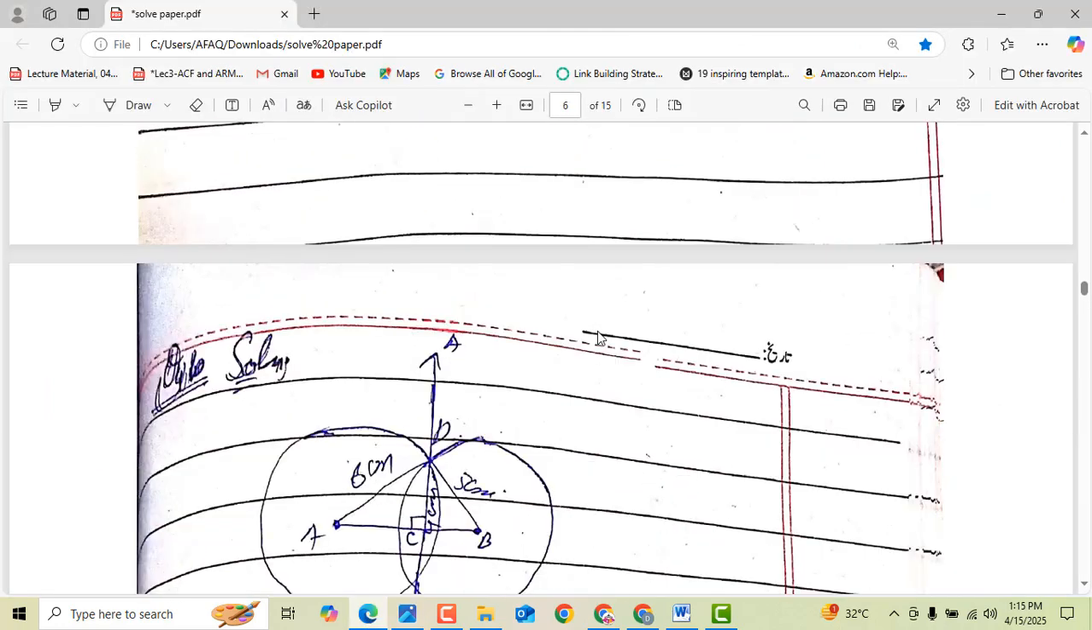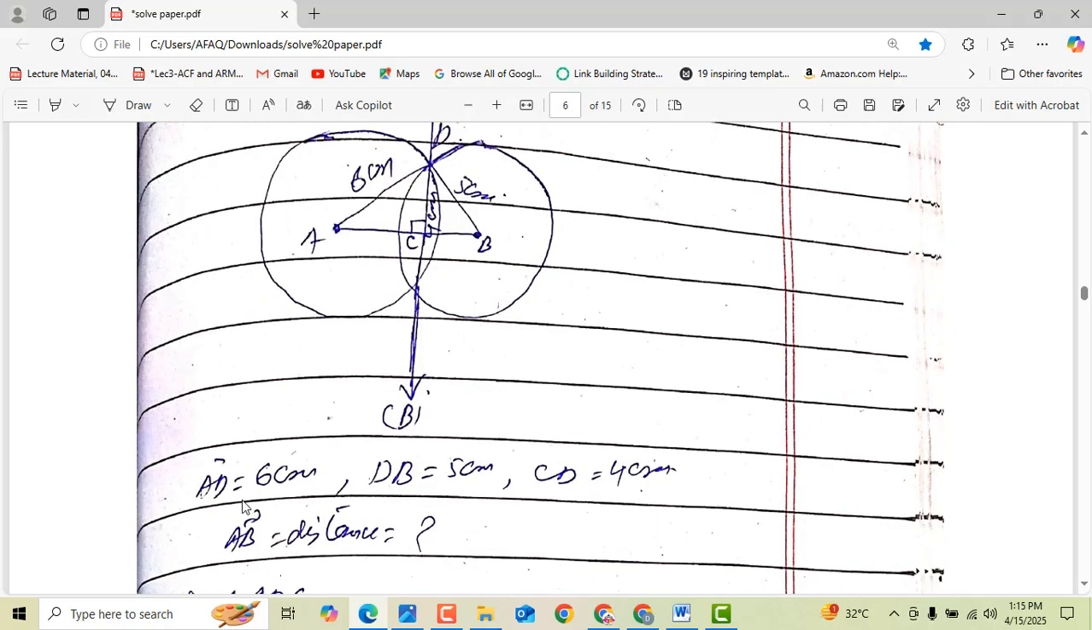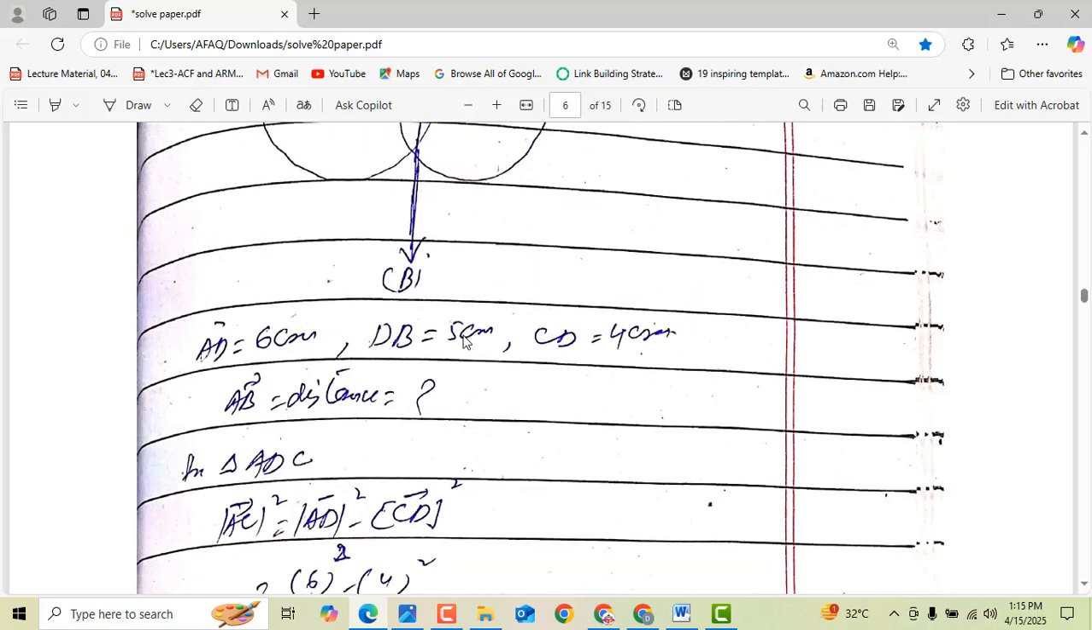Here is the solution. We have drawn this diagram hypothetically, not exactly as the given measurements. So AD is equal to 6 cm, DC is equal to 4 cm, and DB is equal to 5 cm. AD is equal to 6 cm, DB 5 cm, CD is equal to 4 cm, AB is the distance from A to B, which we have to determine.